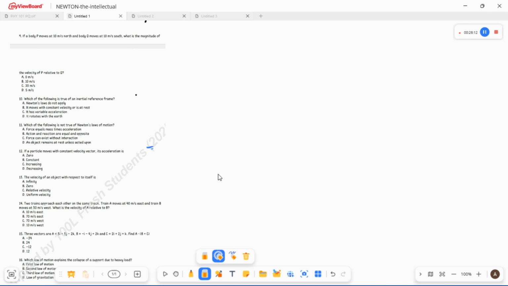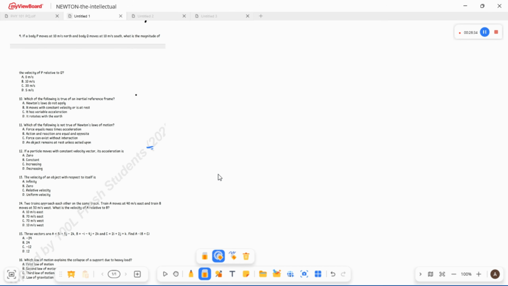Then option B, we have the second law of motion. The second law of motion tells us the relationship between force, mass, and acceleration, which we do not actually see in this question. So option B should be wrong. Then option C says the third law of motion. What does the third law of motion tell us? It tells us that action and reaction are equal and opposite, basically. And that is correct.